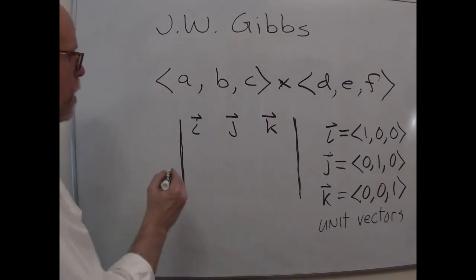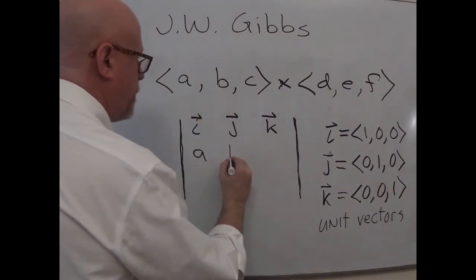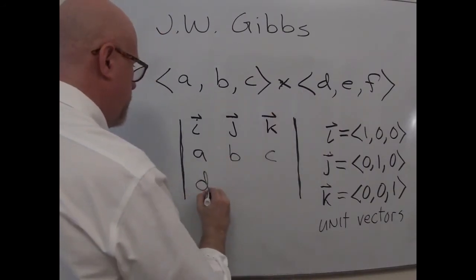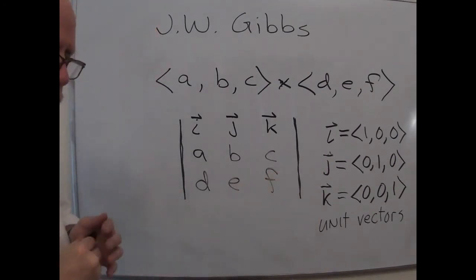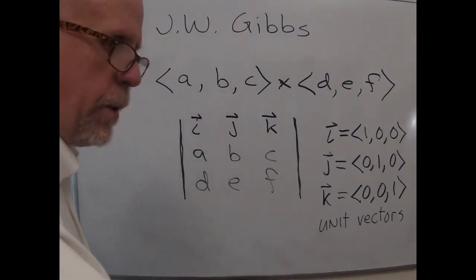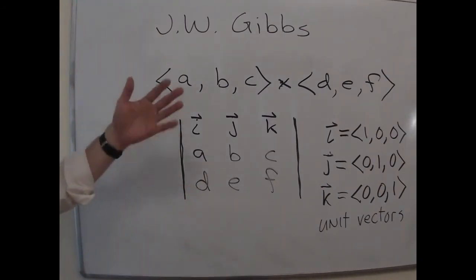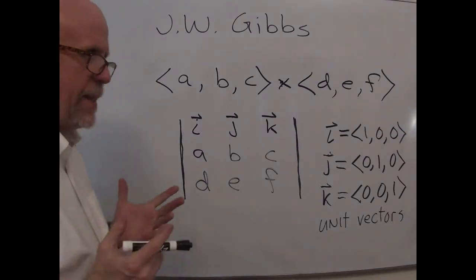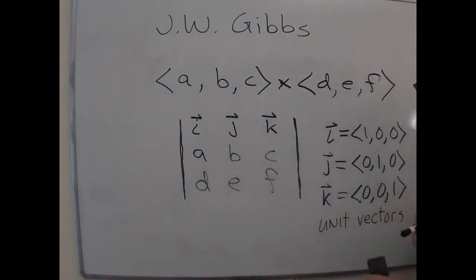You put the entries of the first vector into the next row after the I, J, and K, and the second one into the third row. And then your multiplication really does come from the arithmetic of Hamilton's stuff, but there's a pattern to it that makes it easier to remember. You don't have to go through all the work.